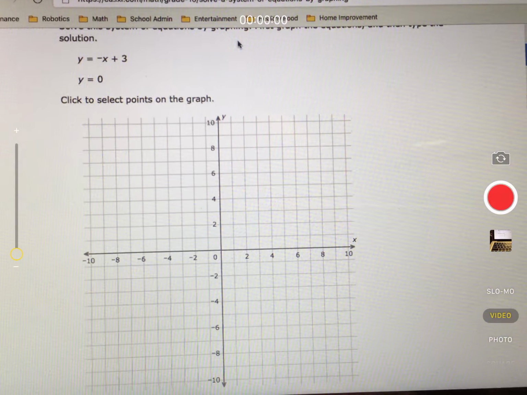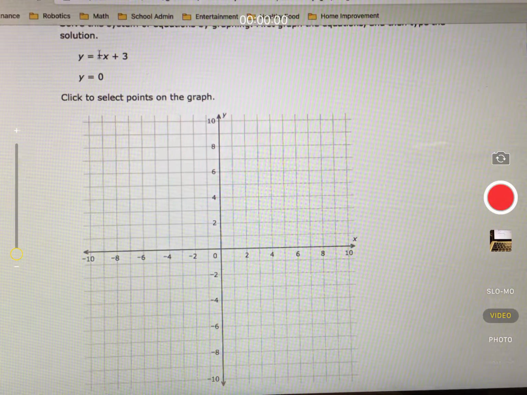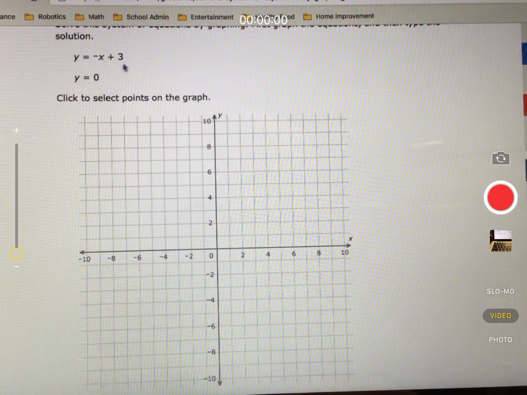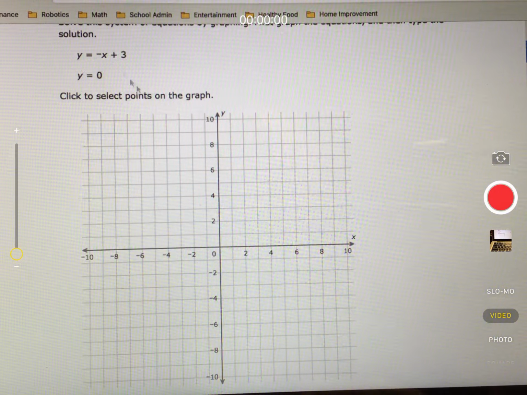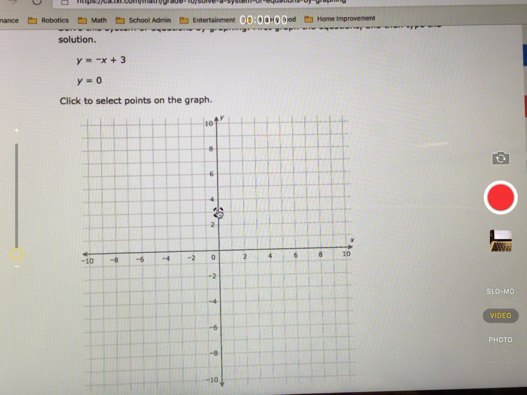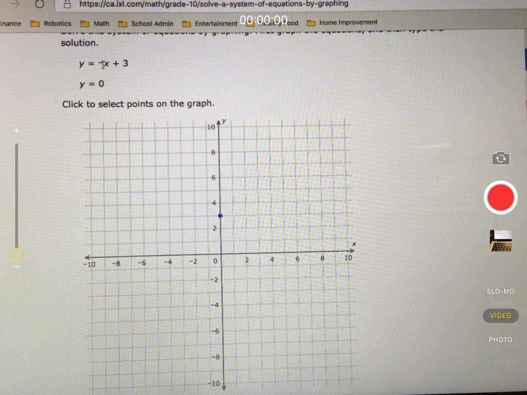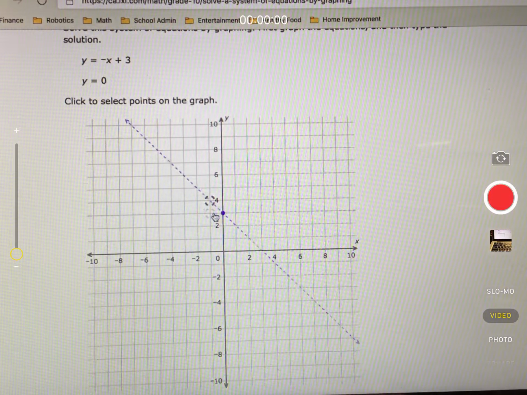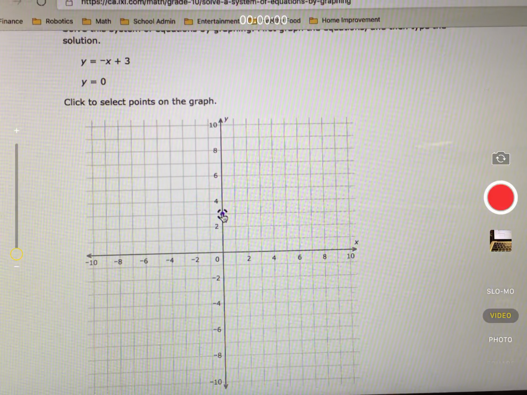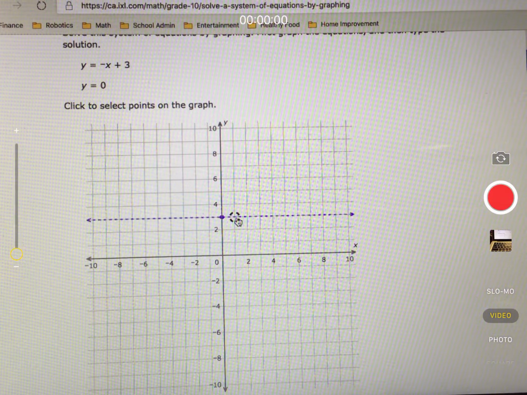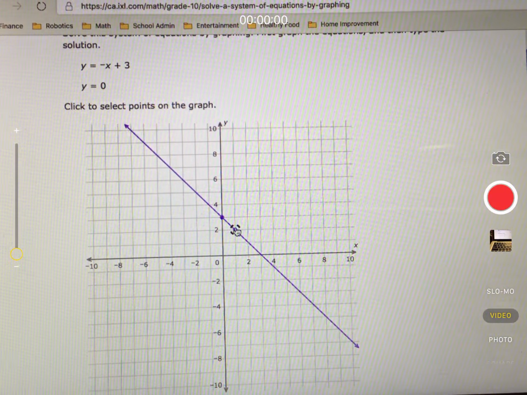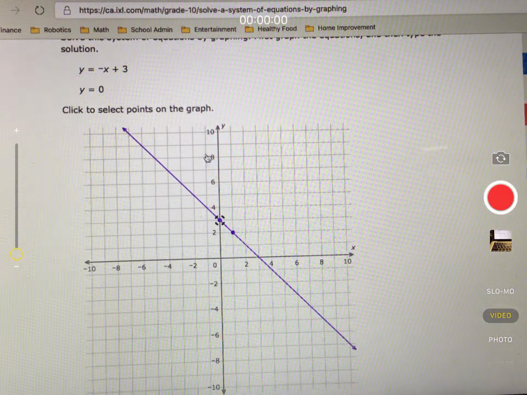So if I look at the first equation, y equals negative x plus 3, the first thing I do is I plot plus 3 on the graph. So there's plus 3, where that purple dot is. And now there's a negative sign in front of the x, so I know it has a slope of negative 1. So from the original dot, I go over 1 and down 1. That gives the first equation a slope of negative 1.